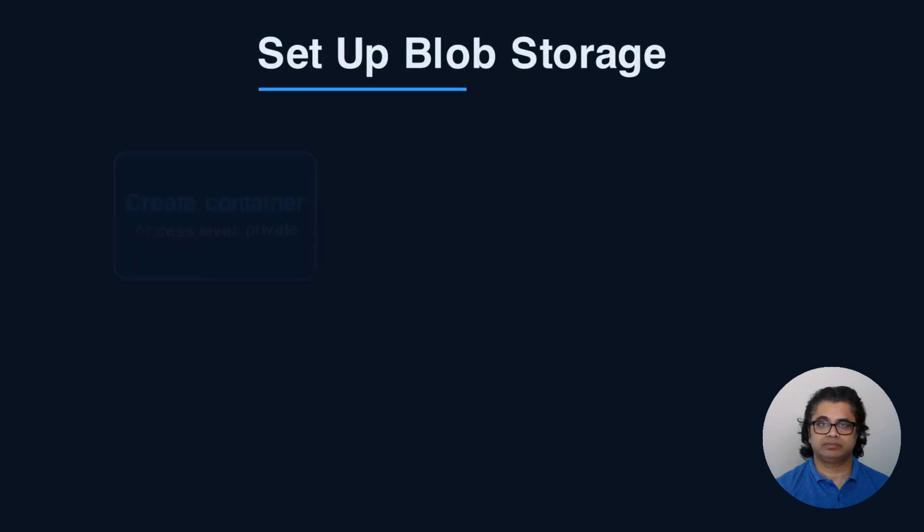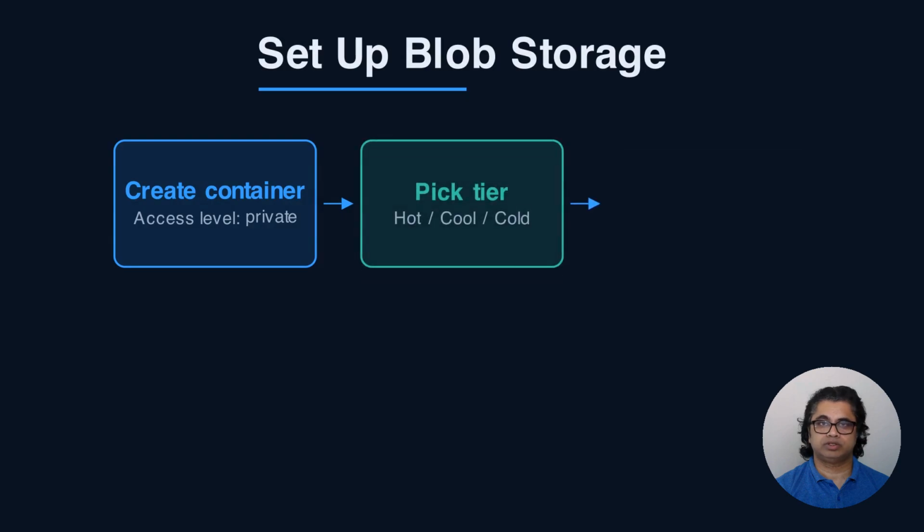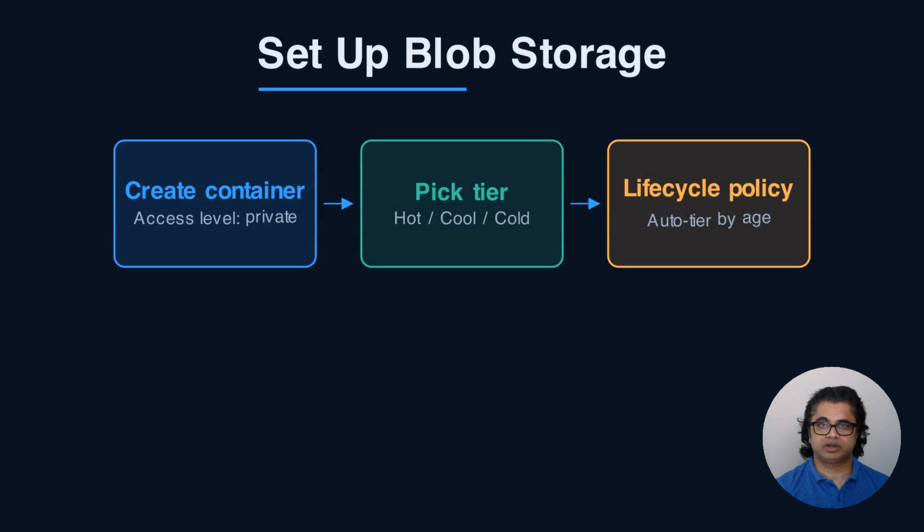With the account live, start with Blob Storage, the workhorse for images, backups, logs, and data lakes. Create a container and set its public access level to private by default. Each blob can live in an access tier, hot for frequently read data, cool for data accessed maybe once a month, cold for rarer access, and archive for offline retention that needs rehydration before reading. The trade-off is storage cost versus access cost and latency.